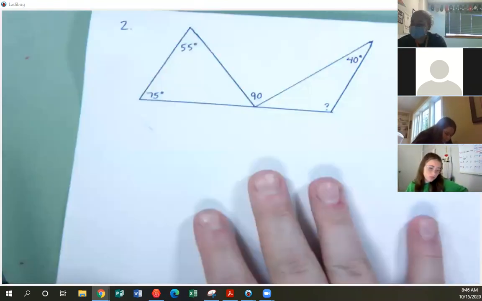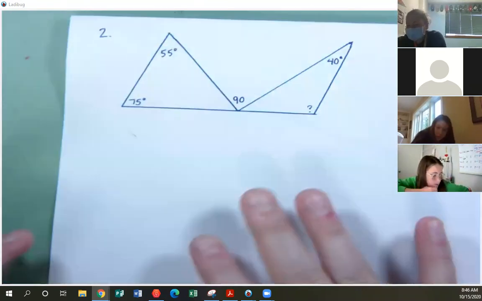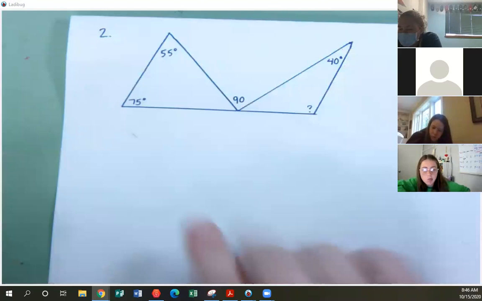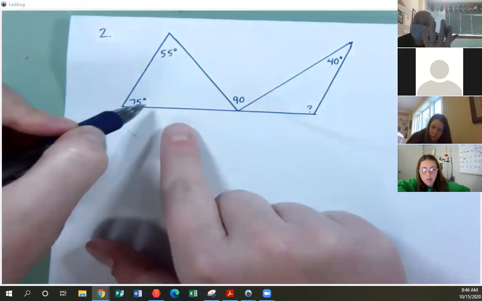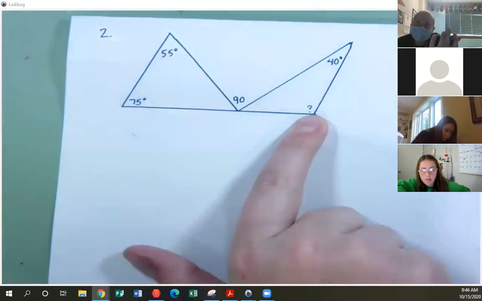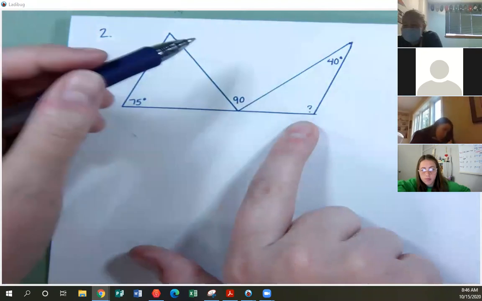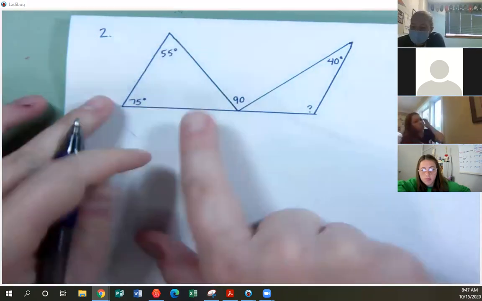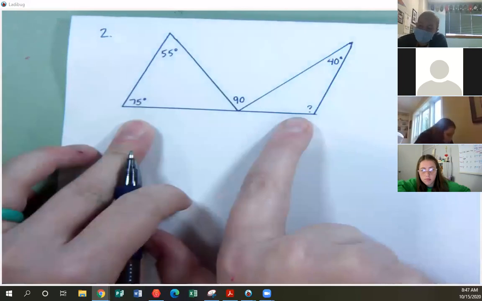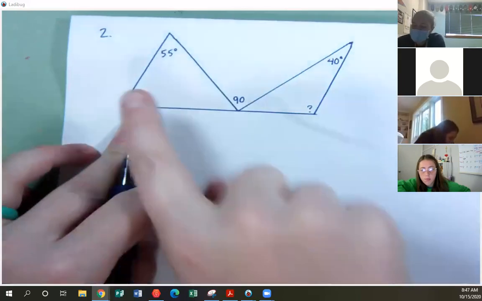So this one right here, this is what we're looking for. And there's one like this on the 3.3 assignment, maybe 3.4. I think it's 3.3. So just make sure that if you don't know how to do this one, this is how. You're always going to start on the triangle that doesn't have the question mark. And then you're going to have to work your way over to that question mark.